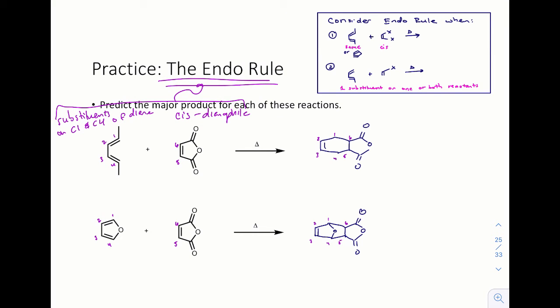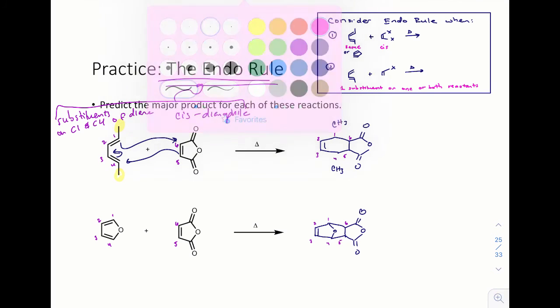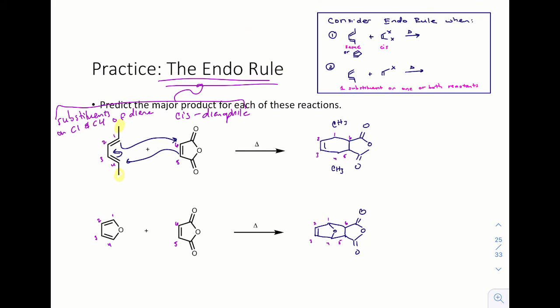I have gotten this started on both of these reactions. In the first reaction, we can draw the curved arrows like this, generating a cyclohexene. Carbons 1 and 4 have methyl substituents, and we need to draw those in. We know that they're going to be syn to each other because they are both on the ends. Same with the electron withdrawing groups on the dienophile. They're cis, so they're going to end up syn in the product.